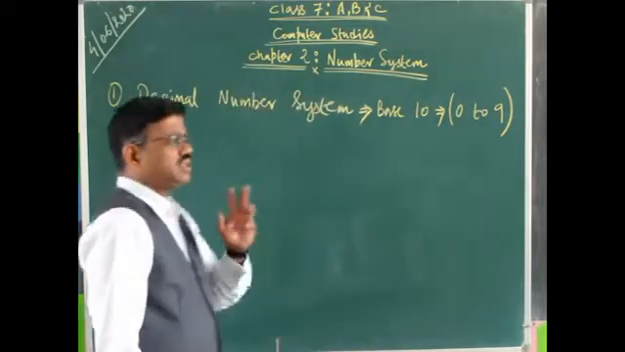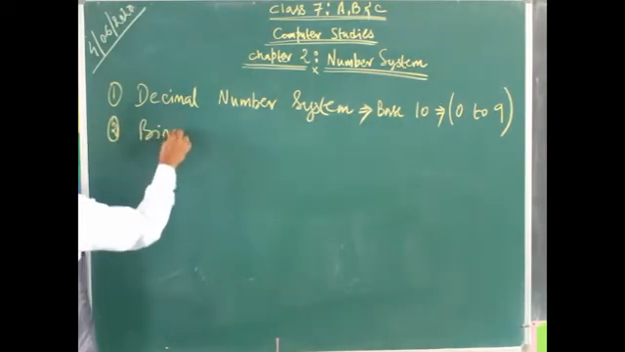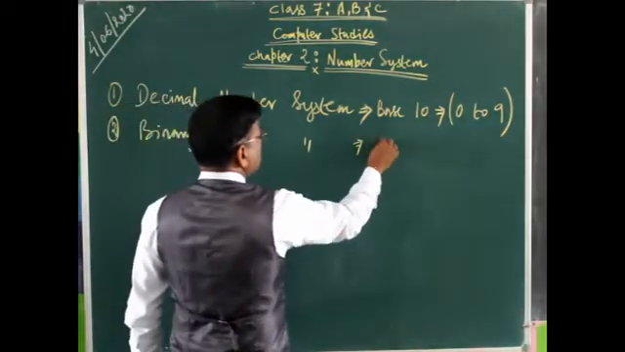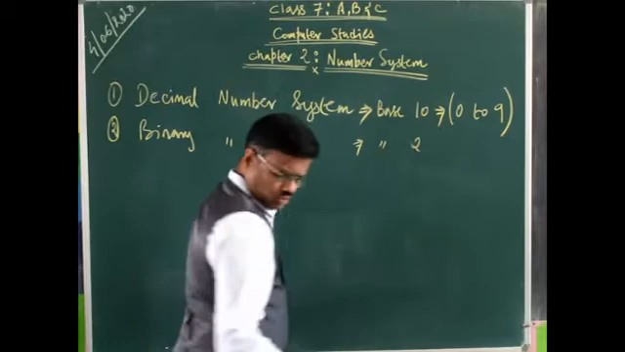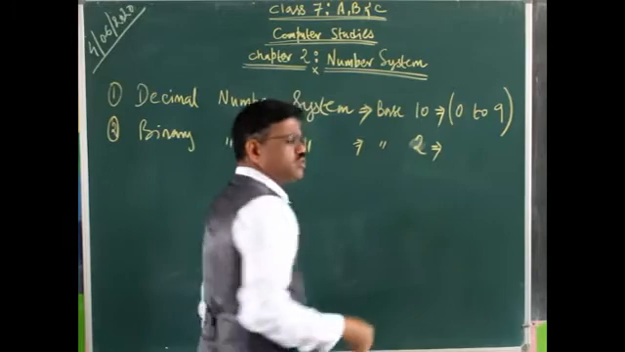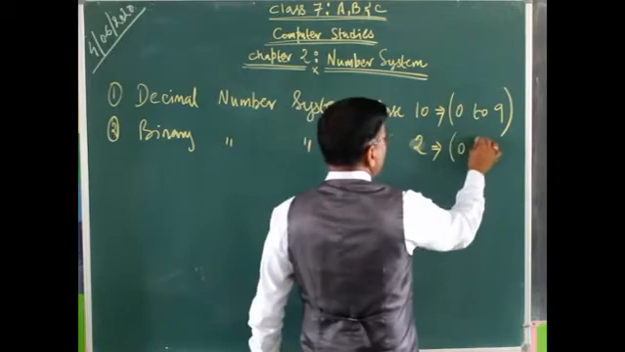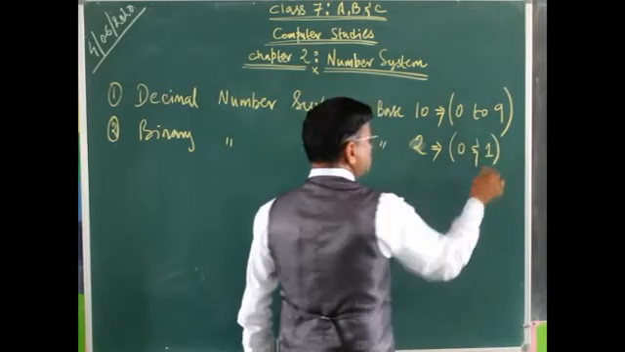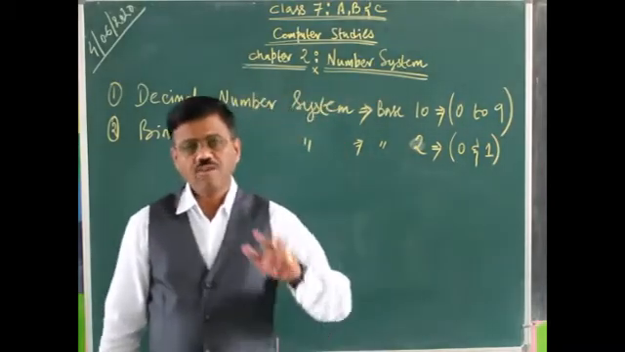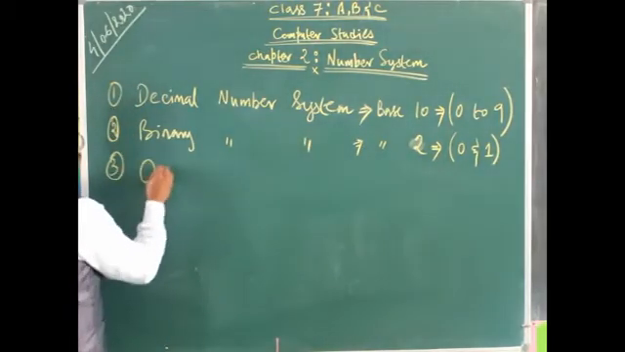What is the first number system? The decimal number system. The second number system is the binary number system, whose base is 2. Why do we call it 2? Because it consists of 2 digits. What are the digits we have? 0 and 1.